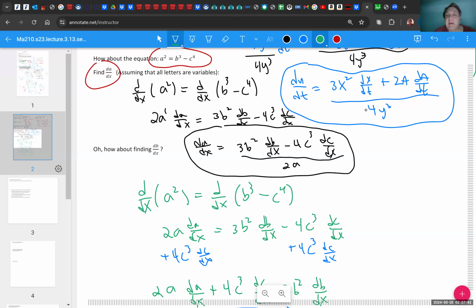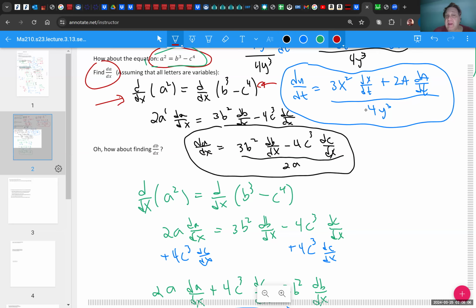All right, so welcome back. If you gave that a go, fantastic. I've written out my solution. Let's go over it briefly. We start with this equation up here, a squared equals b cubed minus c to the fourth. And for the first part, to find dA dx, I am just going to differentiate with respect to x on both sides because I need a dx on the bottom.